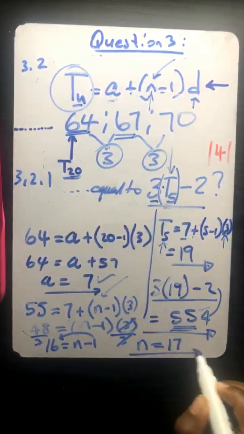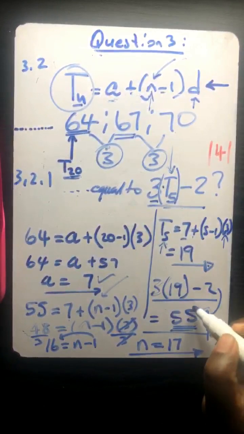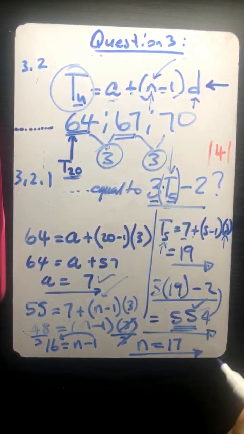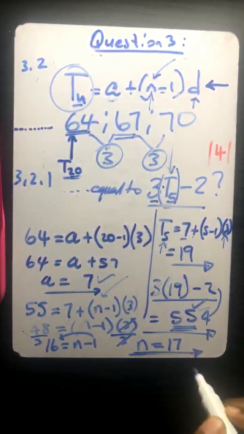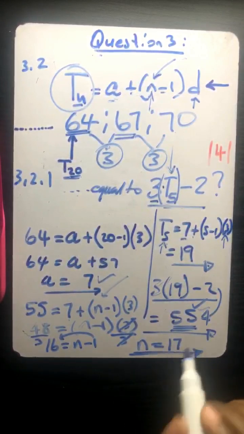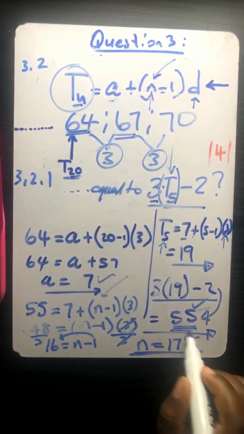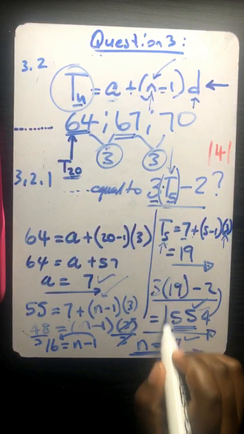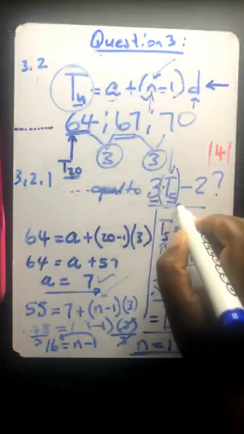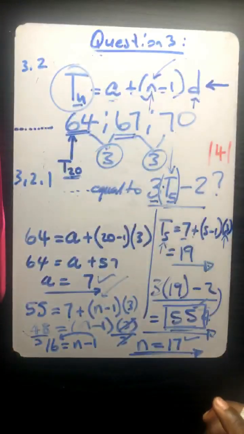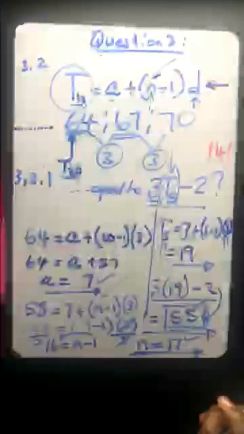So it did not end there, but it actually ends here. So it's term number 17 that is the one which is 55, which is 3t5 minus 2. Yeah, this question was a bit tricky.